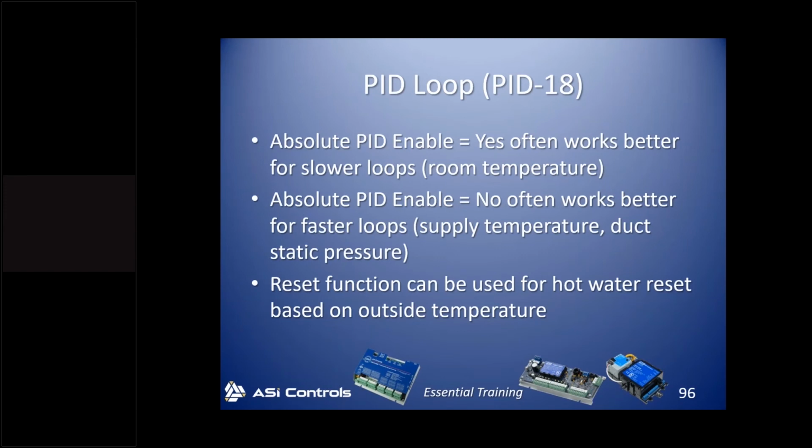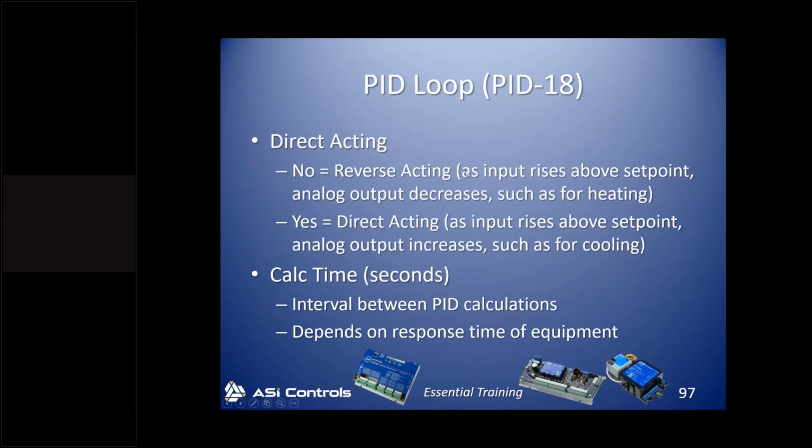So the first setting there said direct acting. That's actually on the second of the PID slides. So direct acting no is a reverse acting loop, which means as the input goes up above set point, then we reduce the analog output. That would be typical for heating. If our temperature went too high, we reduce the analog output to reduce the heat being generated. If you set direct acting to yes, then it's a direct acting loop, which means as the input rises above set point, then you increase the analog output signal, typical for cooling.